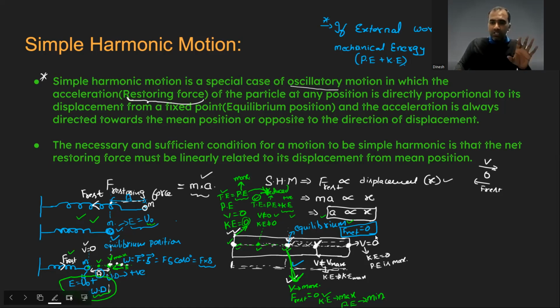At the equilibrium position, potential energy is minimum. Whether it is zero or not, we don't know. But kinetic energy, we are sure that it is maximum. Potential energy is minimum at the equilibrium position, but kinetic energy is maximum.